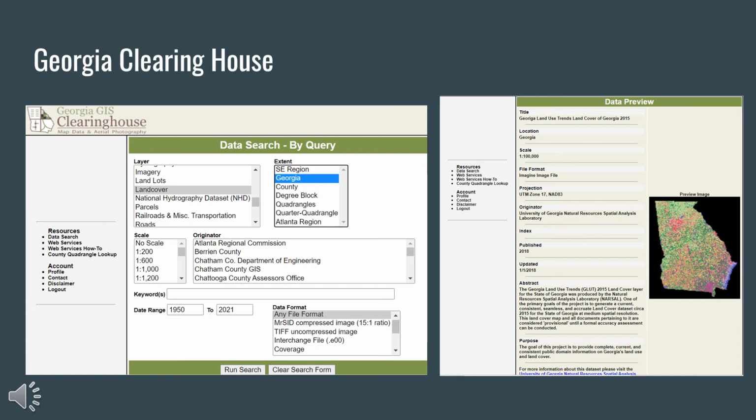To begin this study, I began by collecting data from the Georgia Clearinghouse database. Within this search engine, I was able to narrow down the layers that pertain to my research.